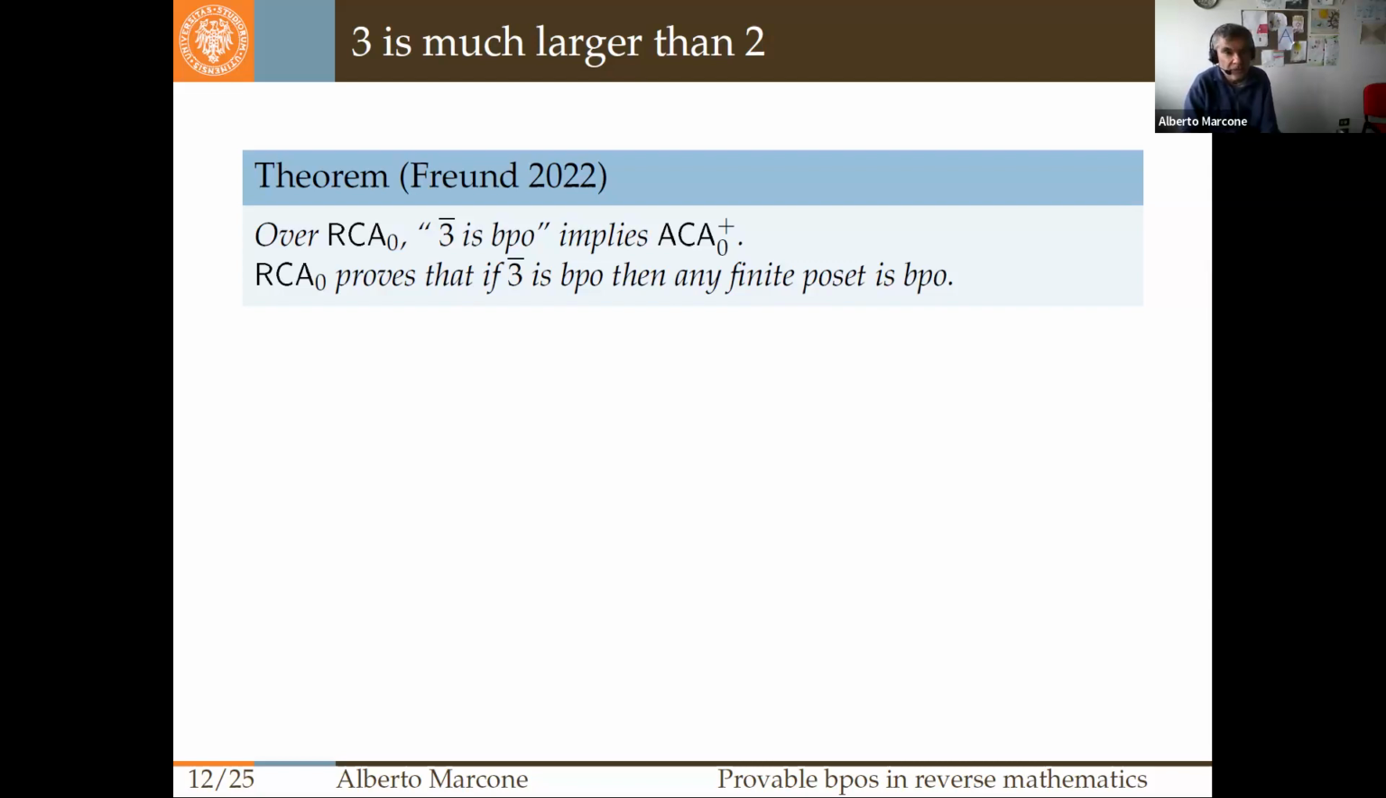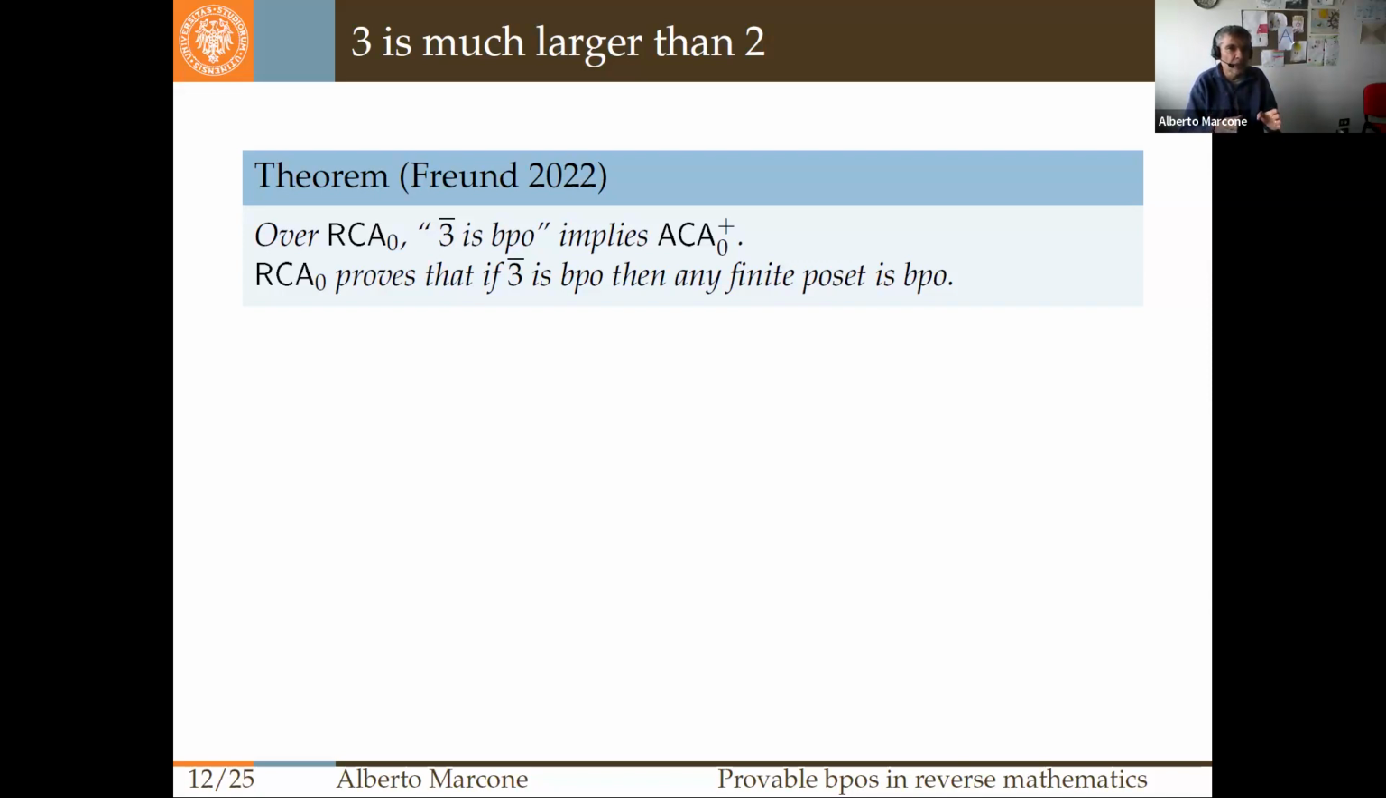And in fact, using that proof, he was also able to prove the uniform version of what I proved many years ago. So in RCA naught, you prove that if 3 bar is a better partial order, then actually any finite poset will be a better partial order. So really, he's showing that 3 is much larger than 2, which is the title of the slide, and that there is really a big difference between 2 and 3.